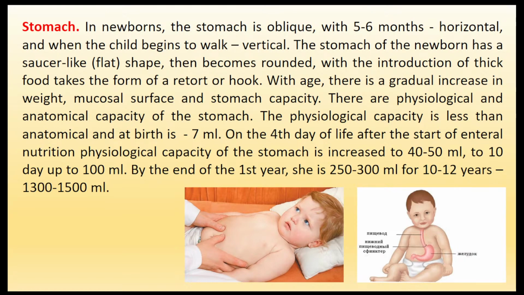On the first day of life after the start of internal nutrition, physiological capacity of stomach is increased to 40-50 milliliters, by 10 days up to 100 milliliters. By the end of the first year of life, it's 250-300 milliliters. And for a child of 10-12 years old, it's about 1,300-1,500 milliliters.